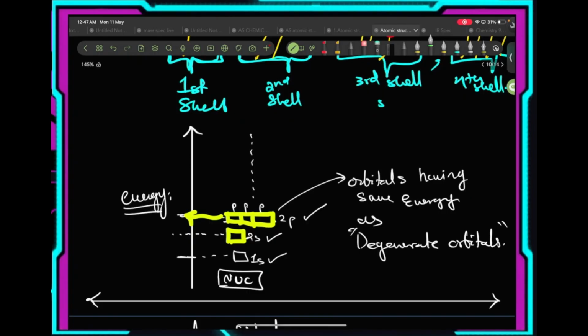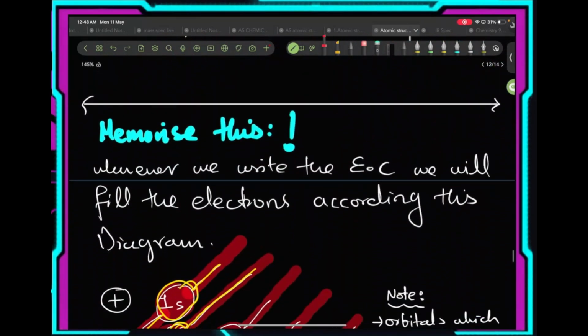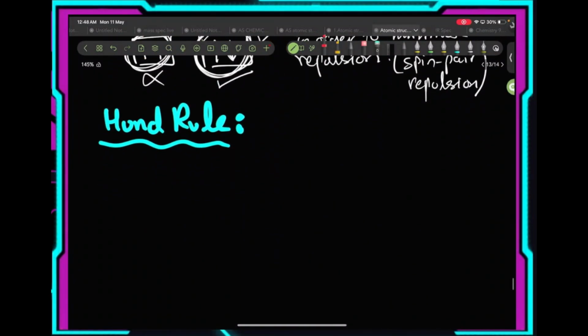What were degenerate orbitals? Yep. So in case you have the 2p subshell which has degenerate orbitals, it has px, py, pz which are at the same energy. What does Hund's rule say about them?